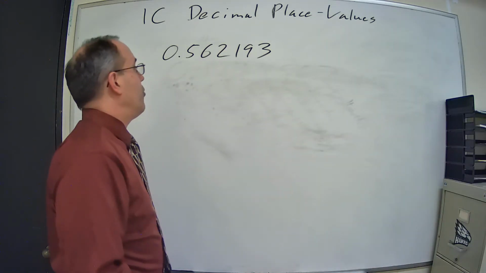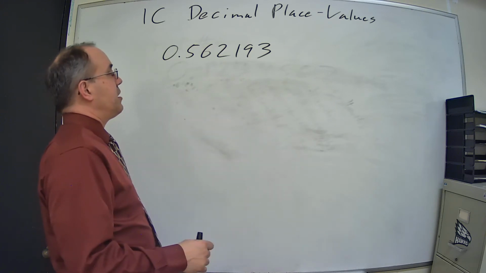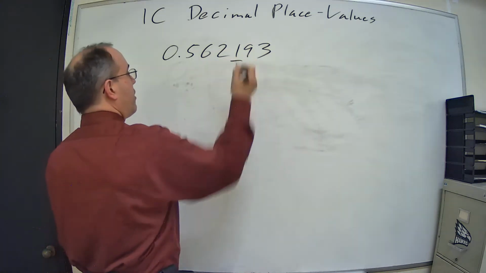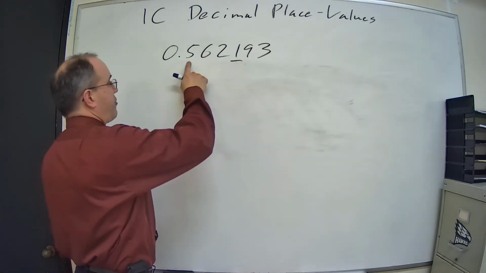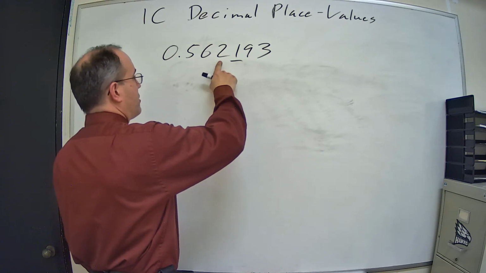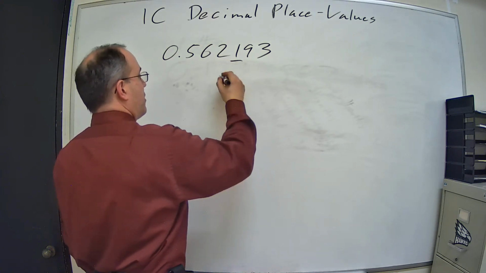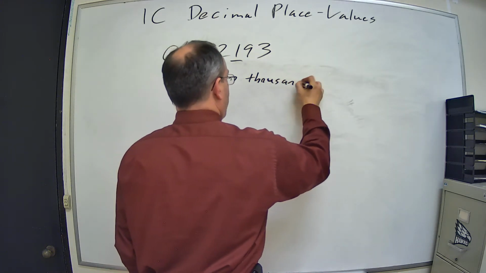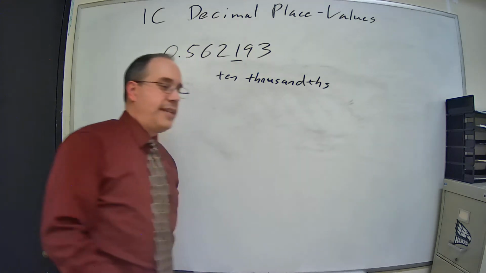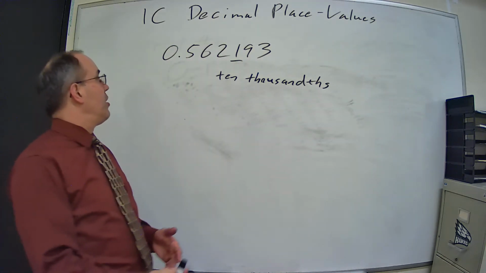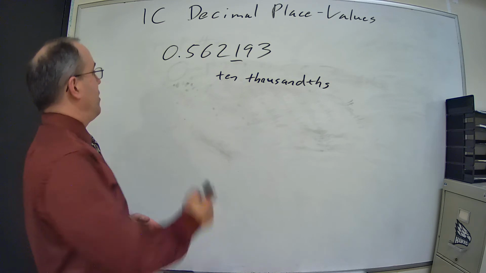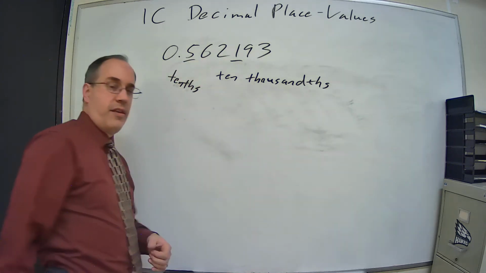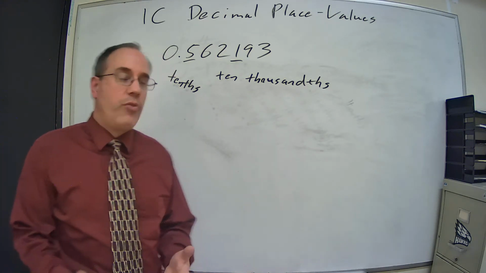Now, what if I want to know what place the 1 is in? What place is the 1 in? That's right here. So I go, oh, the tenths, hundredths, thousandths, 10,000ths. So that's in the 10,000ths place. What place is the 5 in? Oh, the 5 is in the tenths place, right?